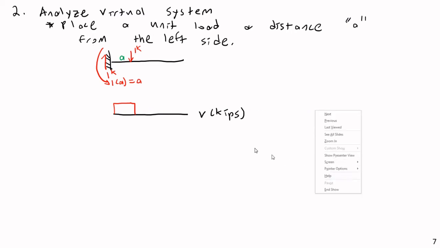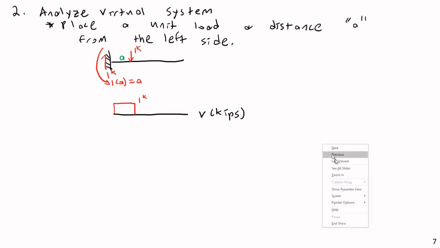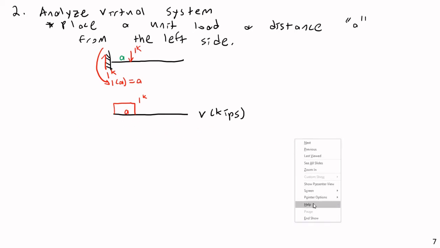And let me go ahead and mark this as 1 kip, 1 kip, and this is going to have a width of A. Again, we don't know the exact width of that. It'll just depend on where we're trying to find the deflection at any given time.